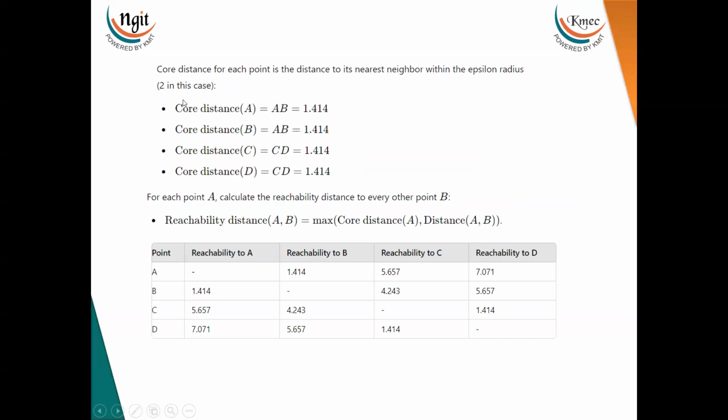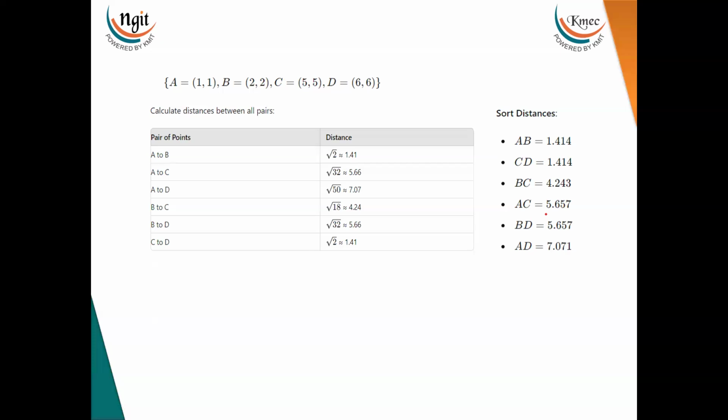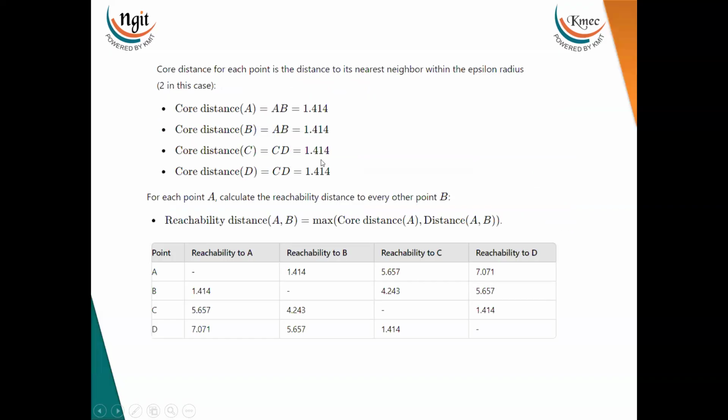In DBSCAN, we have already seen that when the distance is less than or equal to the epsilon value, we consider that as a core distance. So when we look at the data after sorting, we consider epsilon as 2. Only the 2 points, A, B and C, D, are less than the given epsilon value. So only these 2 points were considered. The core distance of A will be AB and the core distance of B will be the same AB.